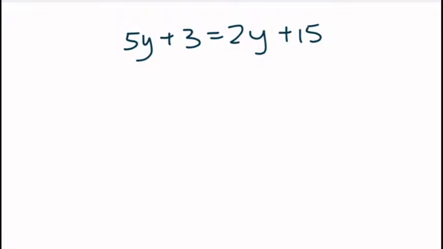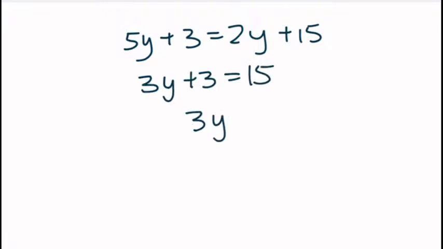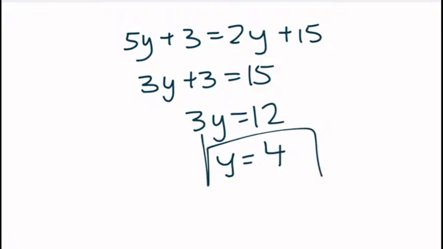I'm going to subtract 2y on both sides, get 3y plus 3 equals 15, and that's 3y equals 12. Divide by 3, and 12 divided by 3 is equal to 4, so you get y equals 4. By now you should be able to get the hang of it and do more steps in your head without writing them down.